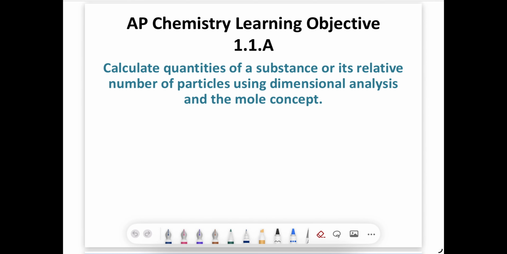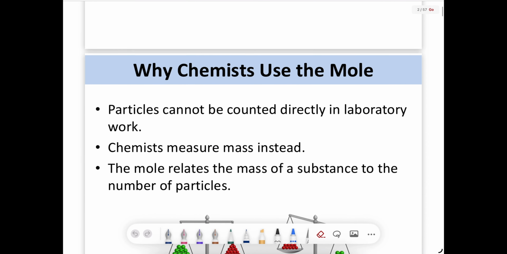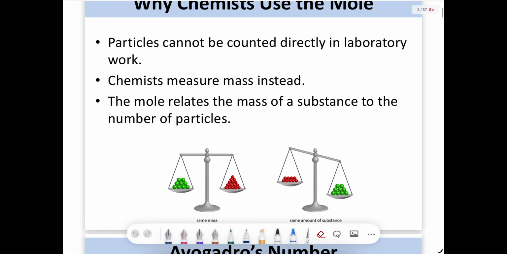We are reviewing 1.1a, so let's review. Now, as important is about a mole. As you know, in chemistry, we cannot count the particles. If I ask you to get two molecules of water, you cannot get two molecules of water. If I say get two atoms of sodium, you cannot get two atoms of sodium because the particles are too small to be seen with your eyes. So you cannot count them directly in the laboratory.